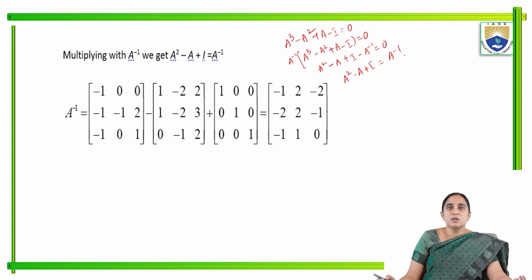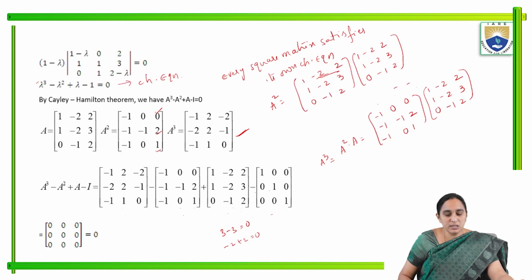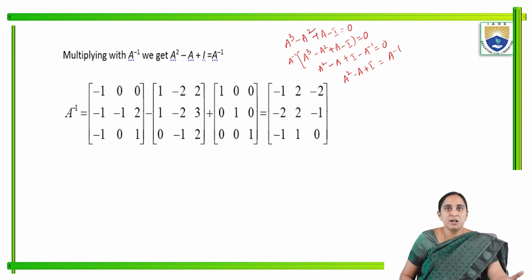From that characteristic equation, multiplying both sides with A inverse, we get directly A inverse is equal to A square minus A plus I. Now, we already know the given matrix, what is A square? This is the A square matrix. And A is the given matrix in the question. I here is 3 by 3, so we take I as the 3 by 3 identity matrix, that is 1, 0, 0, 0, 1, 0, and 0, 0, 1.